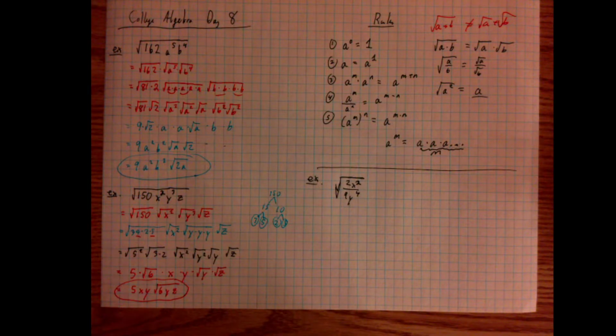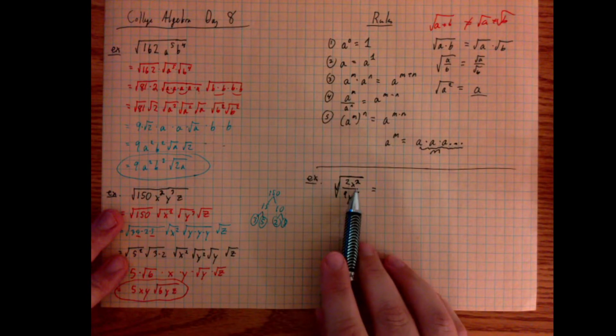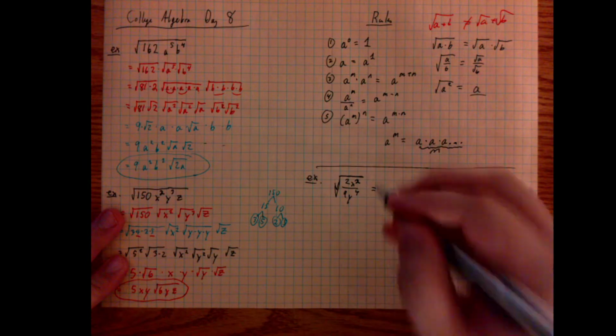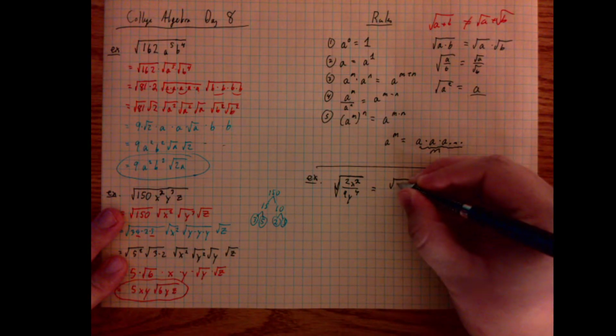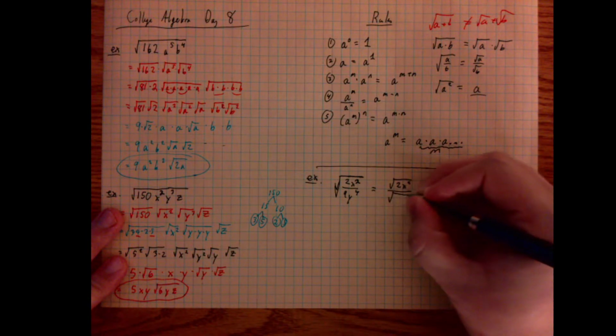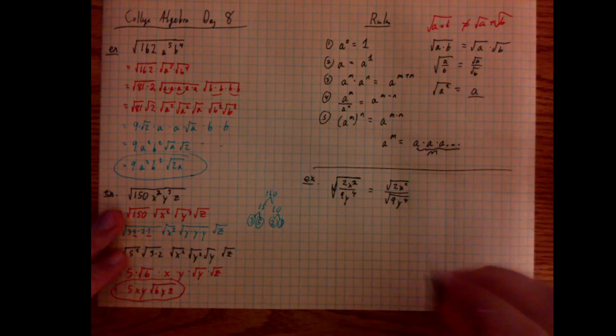Okay, so just like before, what I can do is I can take this fractional radical and break it into 2 separate pieces. So I can take the top piece and break it into one radical, 2x squared, and the bottom piece, make it a separate radical, 9y to the 4th. So that's using a property.